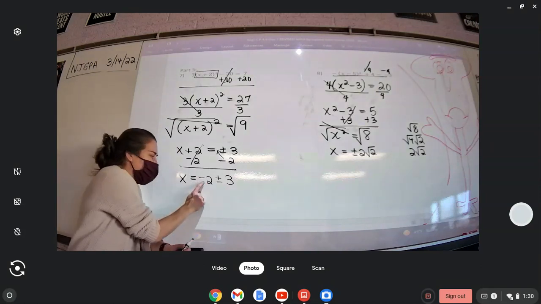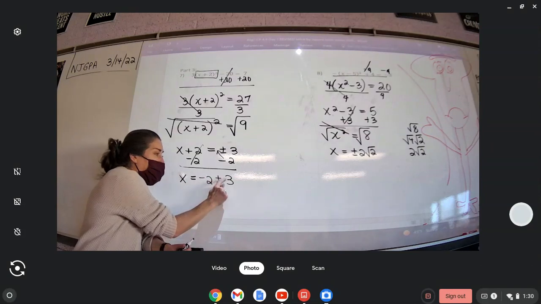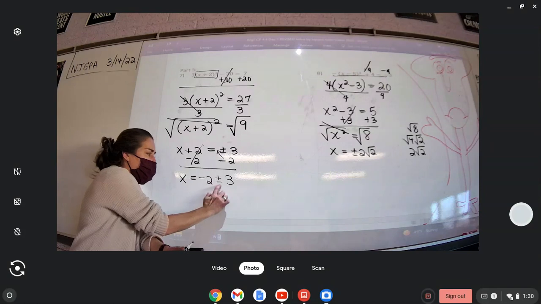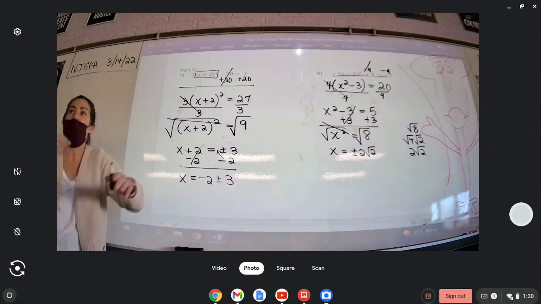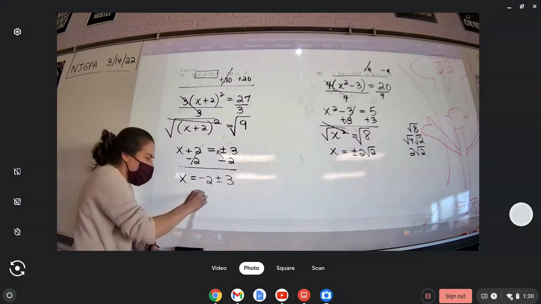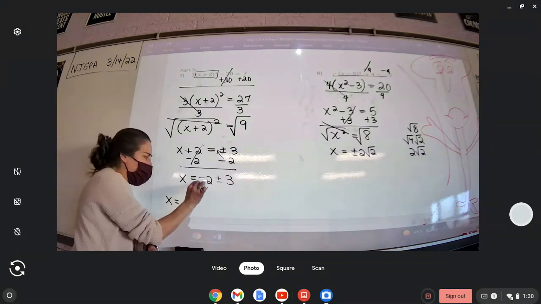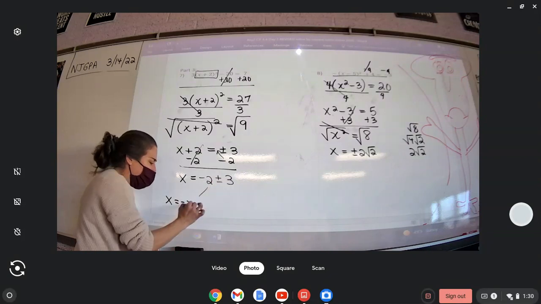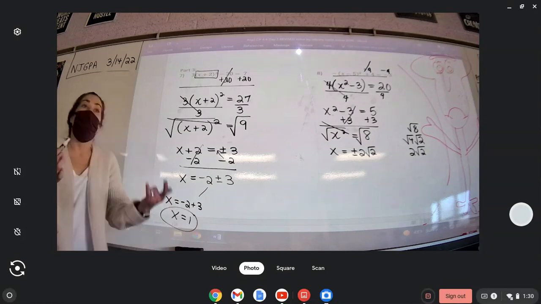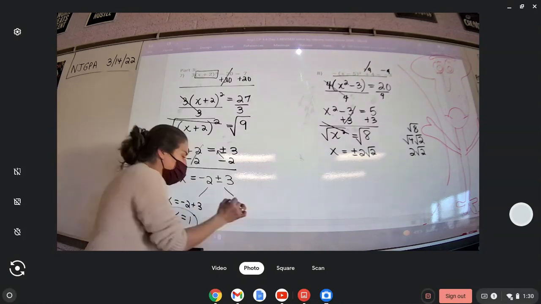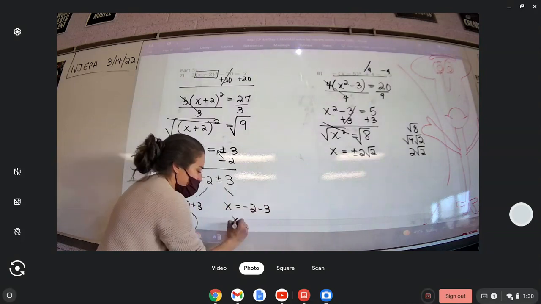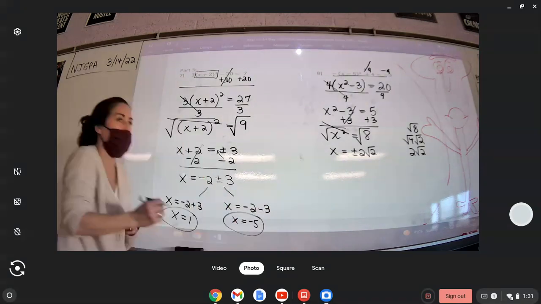One answer is going to be what we get when we take negative 2 and add it with 3. And then the second answer is going to be what we get when we take negative 2 and subtract 3. We're literally going to play out both scenarios. If this was a plus 3 and if this was a minus 3. So guys, what would x end up being if we took negative 2 and we added it with 3? 1. X would be 1. That's one answer. But what would we get for x if we took negative 2 and subtracted 3? Negative 5 is your second answer.